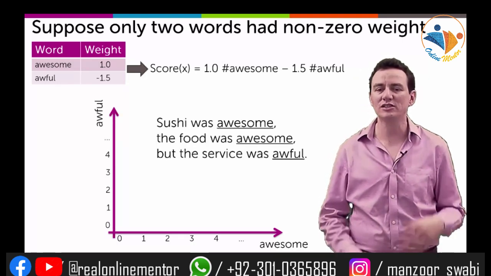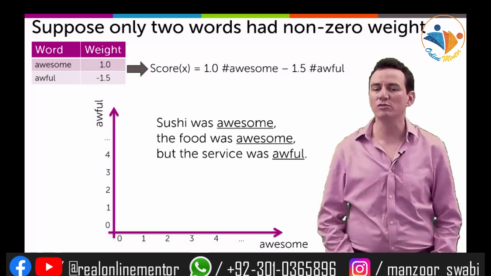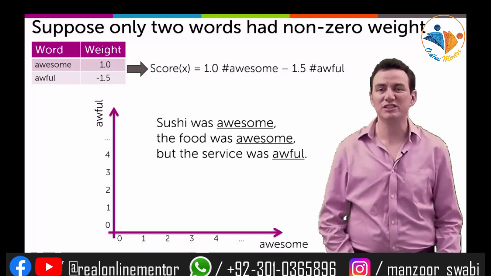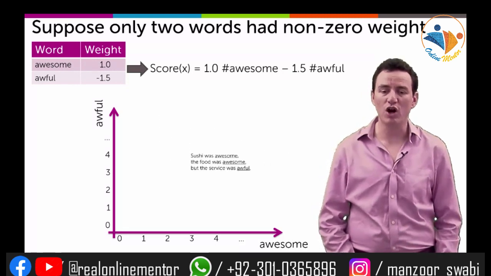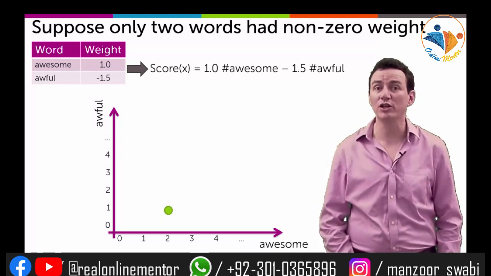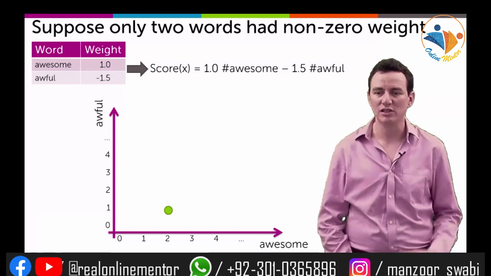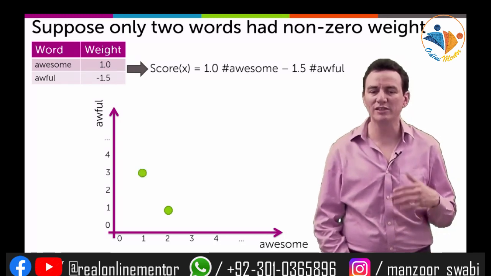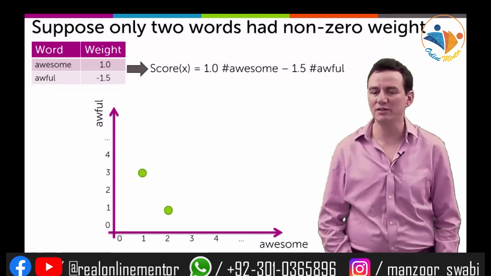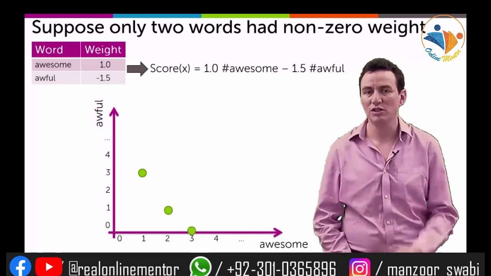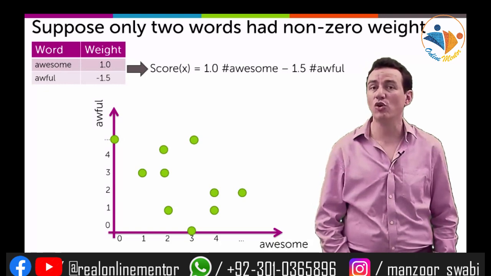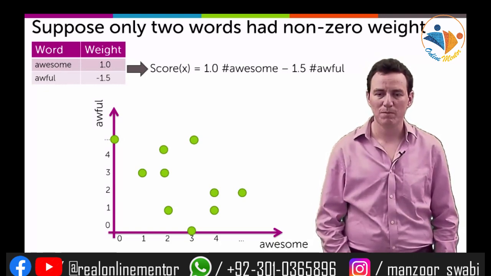So for example, the sentence, the sushi was awesome, the food was awesome, but the service was awful, has 2 awesomes and 1 awful. It's plotted at the point 2,1 on the axis. And similarly, something that has 3 awfuls and 1 awesome, or something that's all awesome, so 3 awesomes, is at the point 3,0, and so on for other sentences.